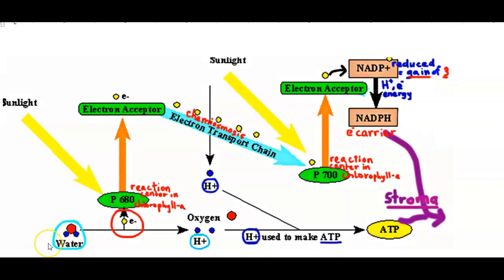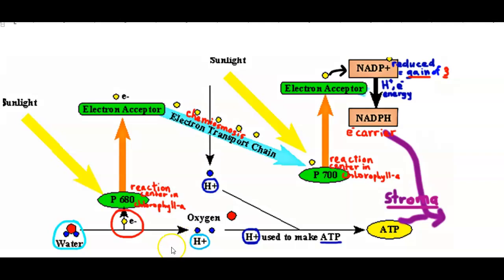So, let's start over here with water. Is water going to get oxidized or is it going to get reduced? It's going to get oxidized. When it gets oxidized, what is it going to release? Electrons. Let's go to photosystem 2, P680, reaction center chlorophyll A, P680. Hydrogens can be used in that proton pump, chemiosmosis, and they could also end up on NADP+. So make sure you know where everything goes.